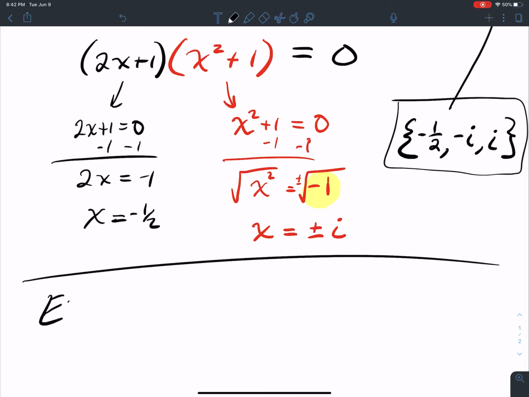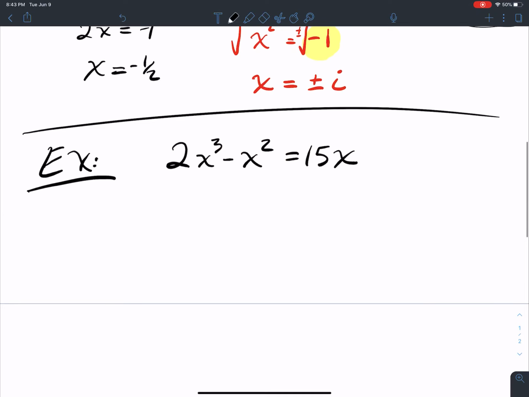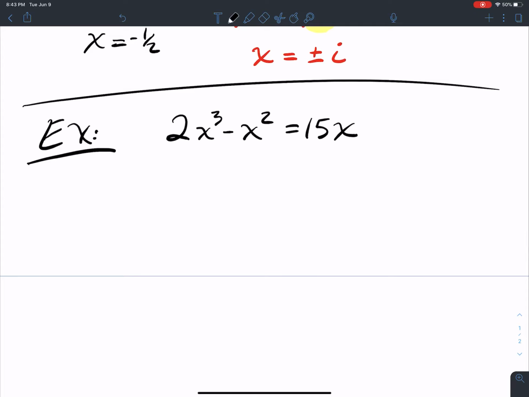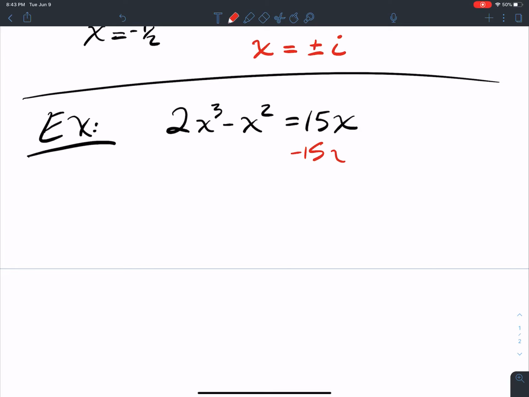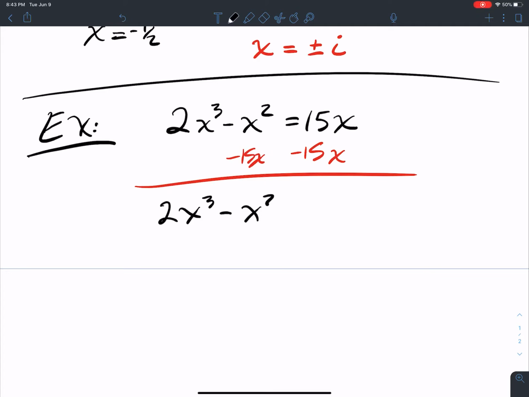So the next example I've got is 2x cubed minus x squared equals 15x. The first thing I want to do is get everything to one side, set it equal to 0. So I want to move the 15x over. The inverse of plus 15x is minus 15x. When I do that, I get 2x cubed minus x squared minus 15x equals 0. Now, I look at this and I say it's a trinomial, okay? But it's more than just a trinomial. It's a cube, so I can't just do my AC method here.